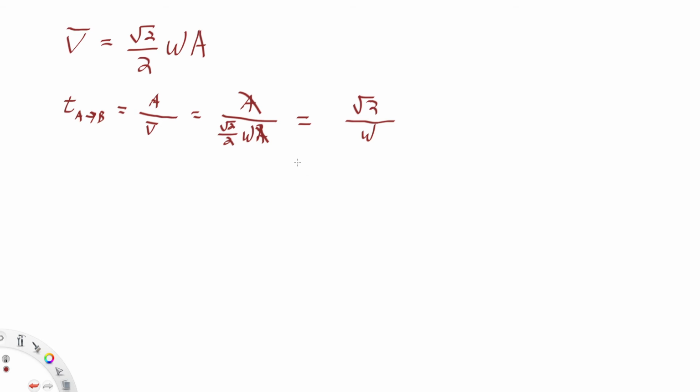So it's interesting that this factor of omega shows up in our calculation for time. It doesn't matter how far we've stretched it. All that matters is that ratio between mass and spring constant, which is what our omega is.